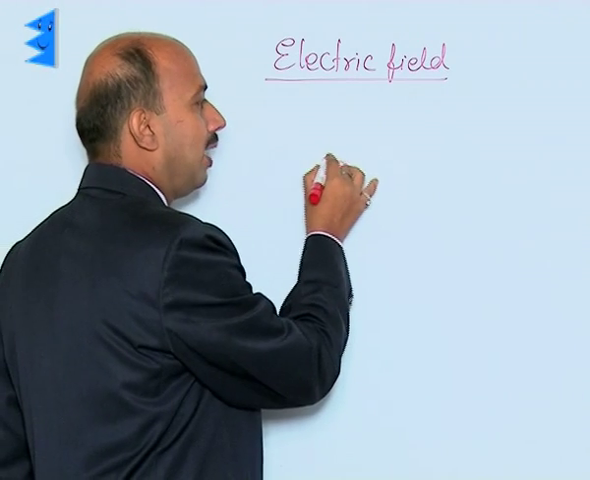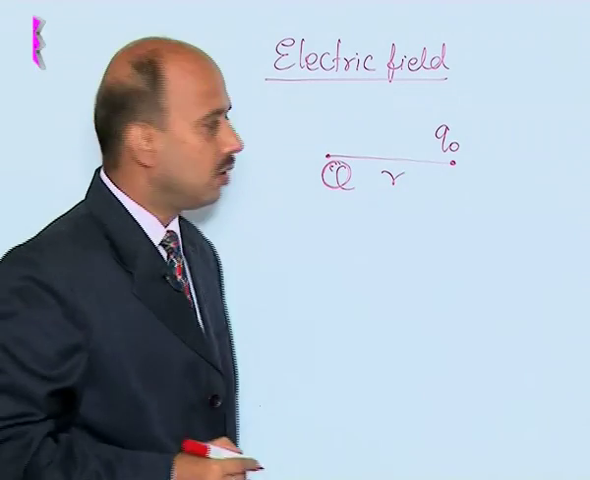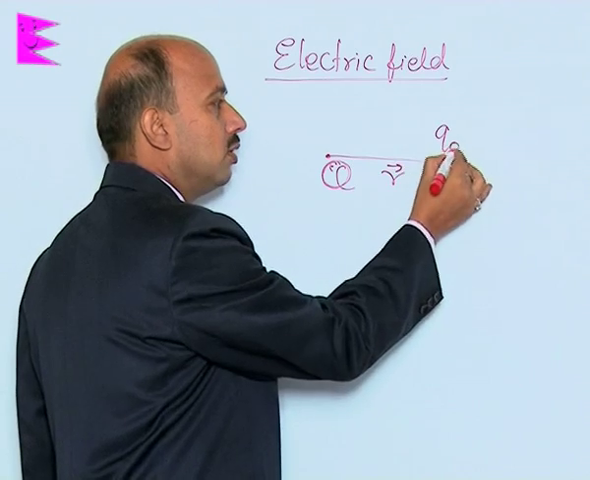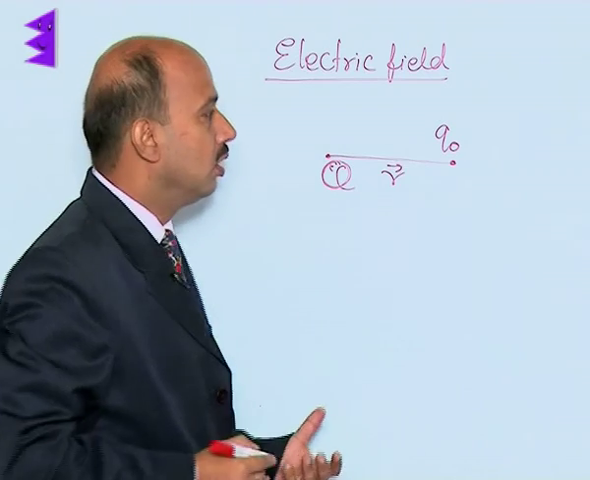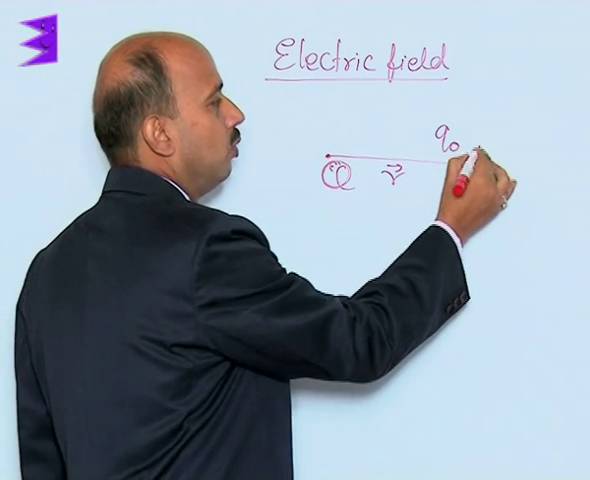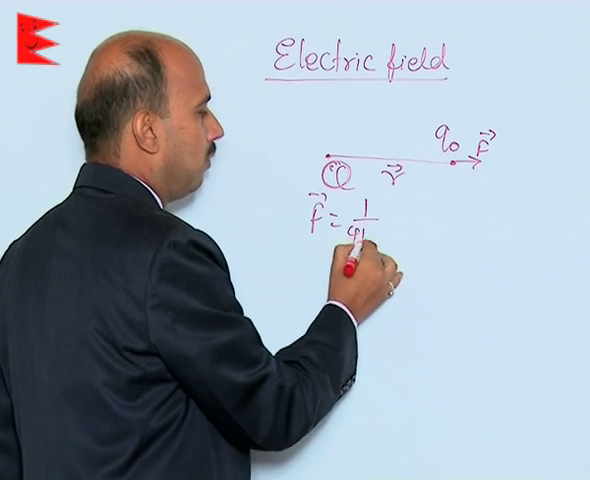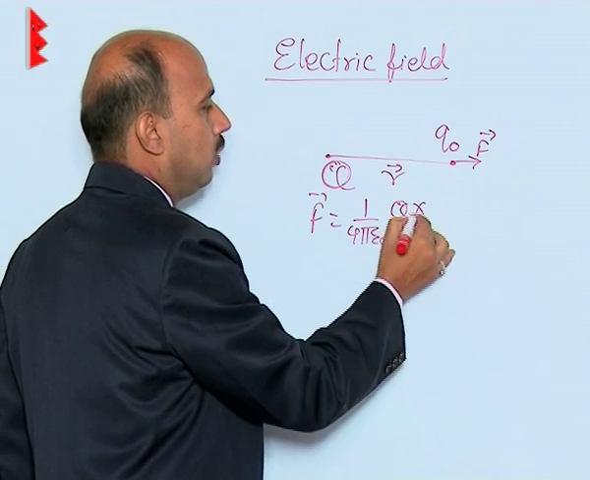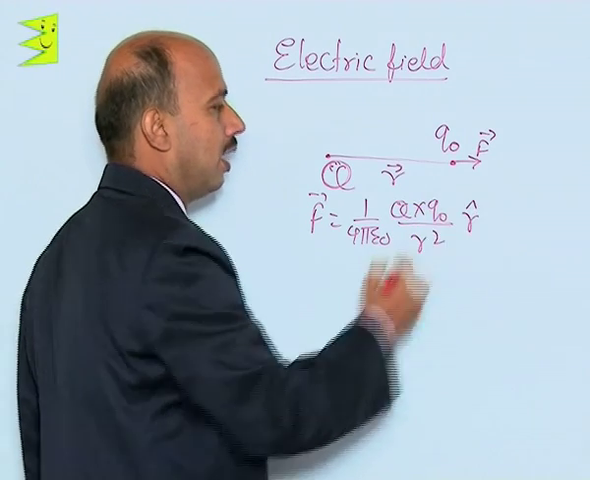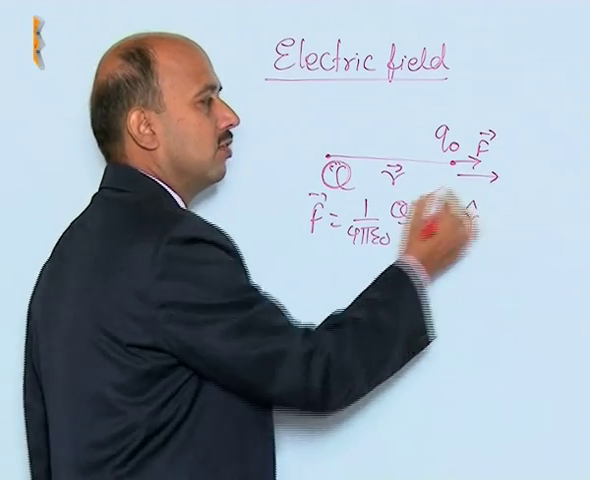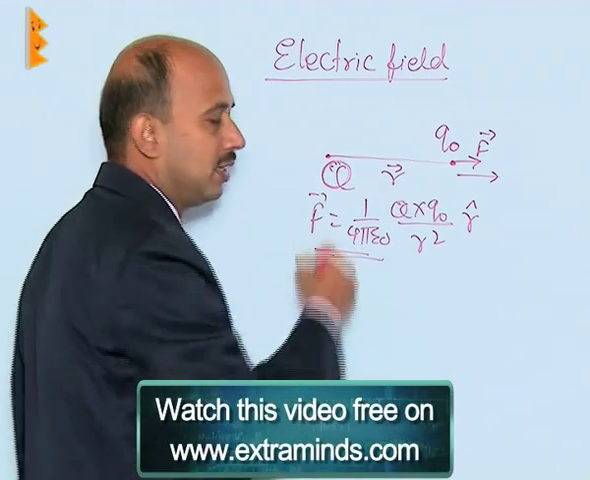Now, suppose at a distance r there is a charge q naught placed. This charge is q naught. This is known as test charge also, its magnitude is very small. So, the force experienced by this q naught is to this side, F is equal to 1 upon 4 pi epsilon naught Q into q naught upon r square, and here we can write r cap, the r cap direction is to this side. Now, this is the force experienced by test charge.